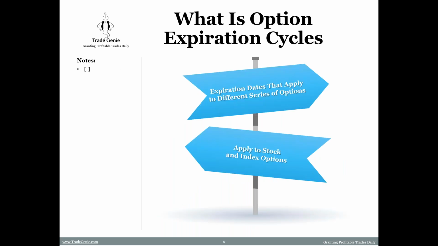So now, what is option expiry? This is the topic of today's session. What are option expiration cycles? These option expiration cycles are the expiration dates that apply to different series of options. I will explain by example. There are 3 option expiry cycles: January cycle, February cycle, and March cycle. And these cycles are applied to stock and index options.